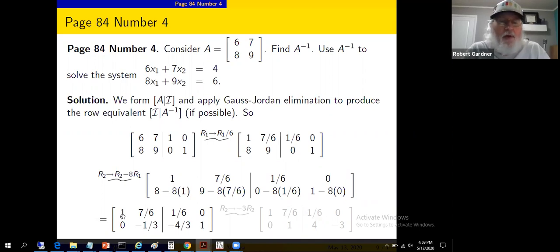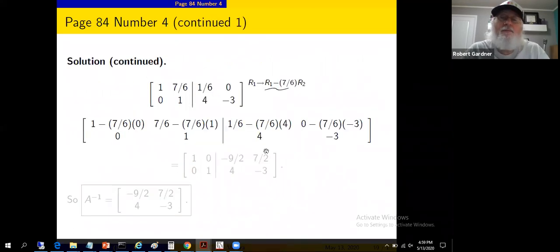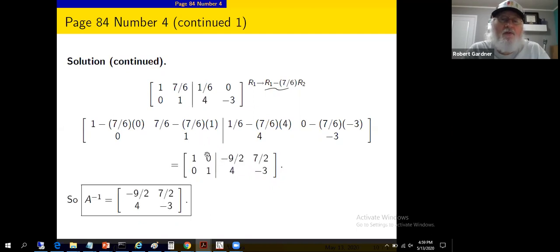Okay, so we use the 1 to eliminate the 8. First column's good. How about we multiply through by -3 on that second row? That'll get us a 1 there. Also got rid of the fractions. And now let's use that 1 to eliminate that 7/6. So we'll take row 1 and subtract 7/6 row 2. That'll give us the 0 we were looking for there.